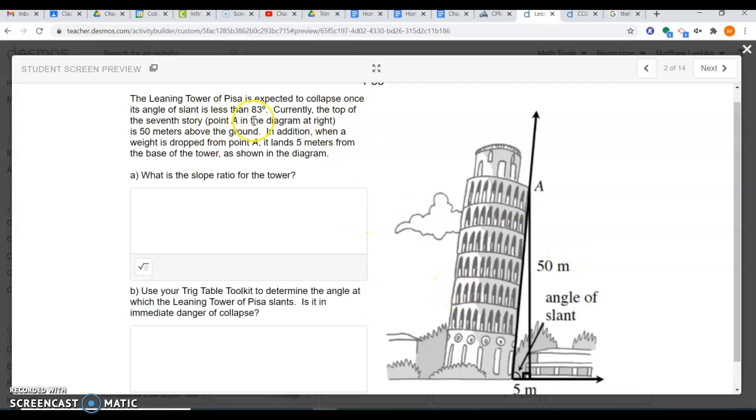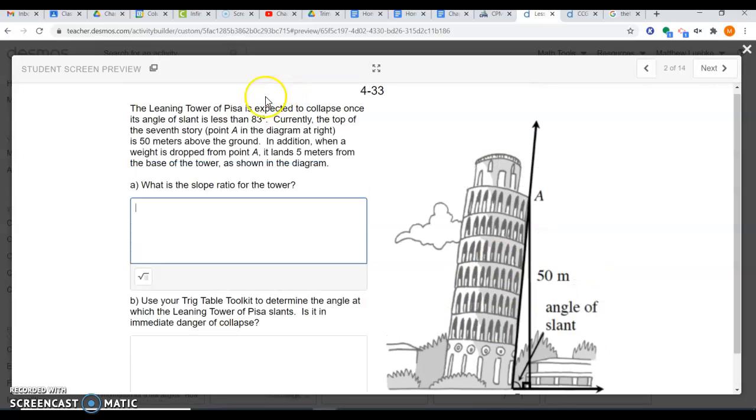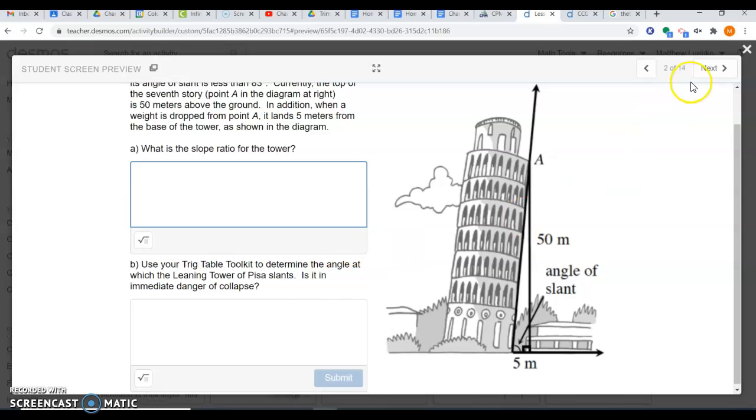It says that if the angle is less than 83 degrees, the tower may crumble, may fall to the ground. What we have is actually a slope triangle here. We have a rise of 50, a run of 5. We can find the slope ratio of that tower and make sure we reduce it down so it looks like something that's probably on our trig table. We can use this trig table in the second part too to determine the angle at which the Leaning Tower of Pisa is slanting, and then we can tell if it is above or below that 83 degrees. If the angle is, say, 65 degrees, then it's probably going to crumble any day now.